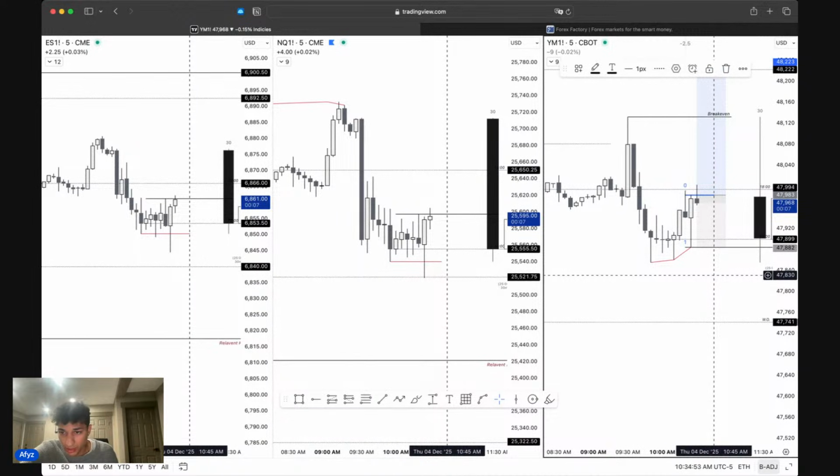So I'm going to put my stop loss in. I'm going to set that and forget it. And I'll keep you guys updated. I'll post on Twitter later the outcome of this trade.